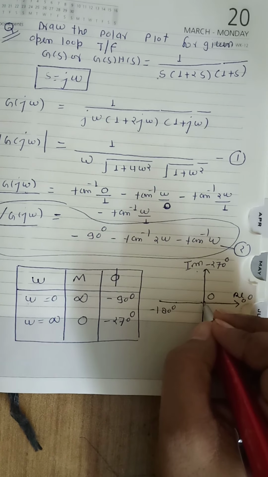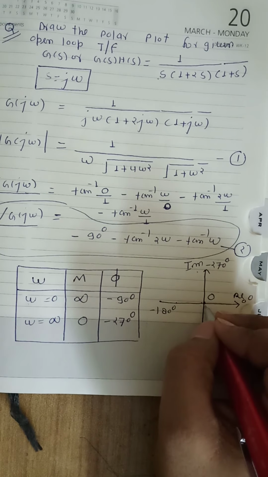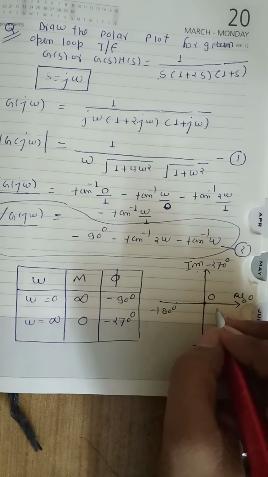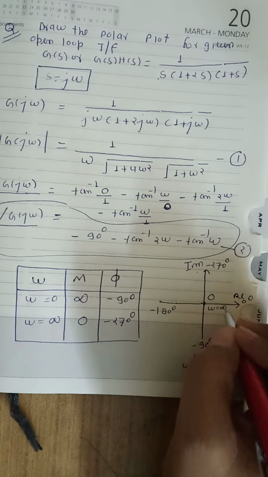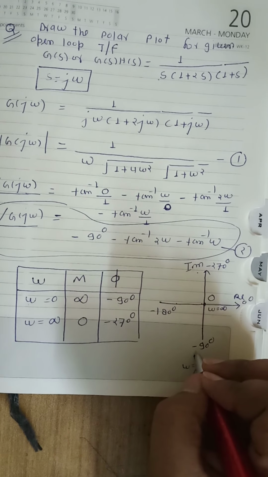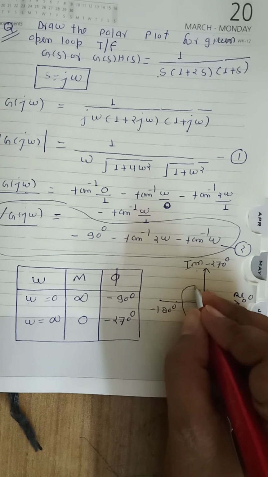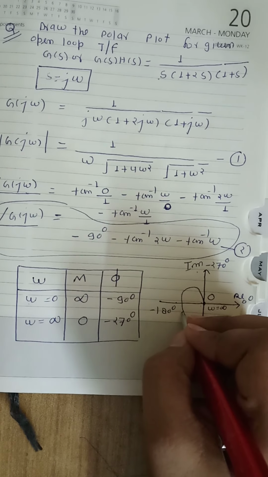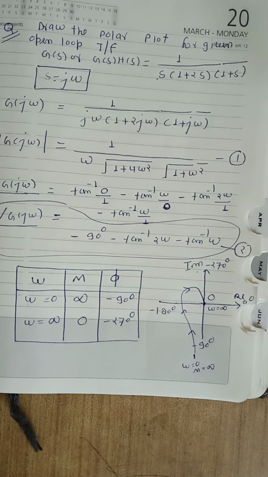So at this point, along this line, we have the end point for the polar plot. And here we have omega equal to infinity. Magnitude we have 0. Now let us join. So this is my polar plot for the given transfer function.